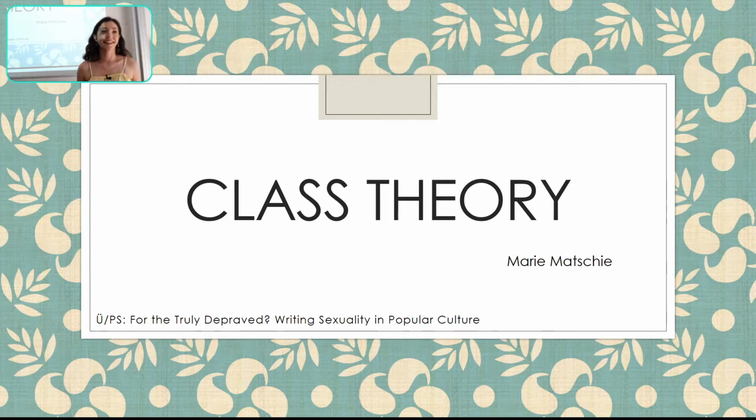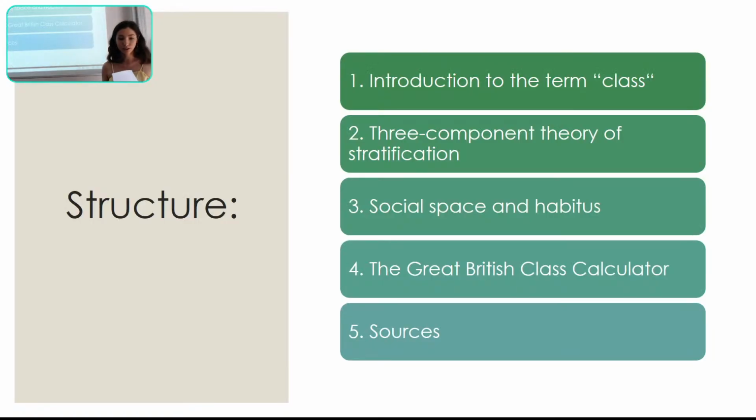Okay. All right, so welcome everyone watching from YouTube to our presentation today. We are going to talk about sexuality in class and Lady Chatterley's Lover. And as you can already see, I will talk about some class theory at first. So this is my structure. At first, I will give an introduction to the term class and some sort of short history of the term. Then I will talk about the three-component theory of stratification by Max Weber, the social space and habitus by Pierre Bourdieu, and then I will show you something that's called the Great British Class Calculator, but what that is you will see. And of course, lastly, my sources.